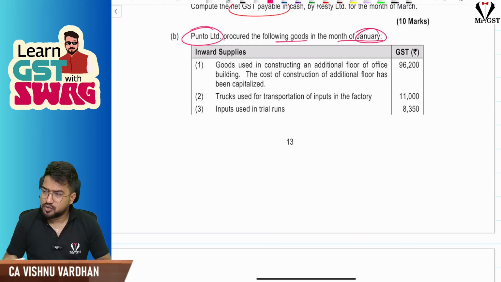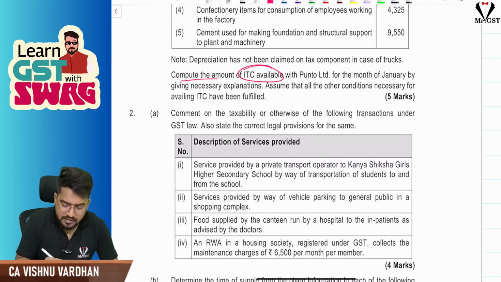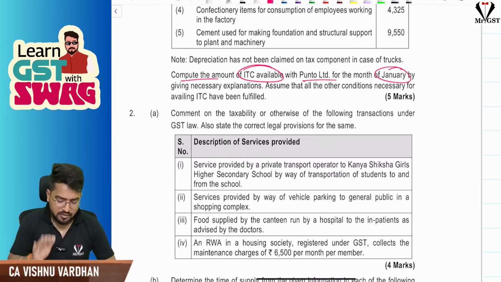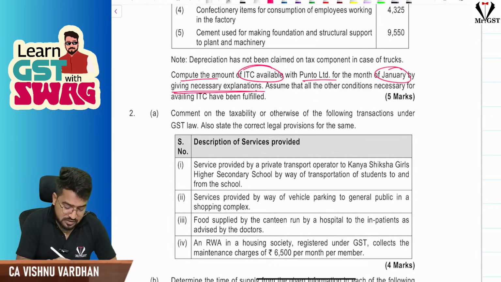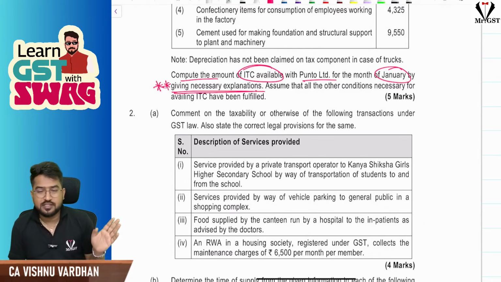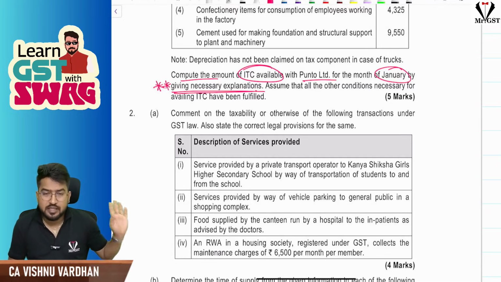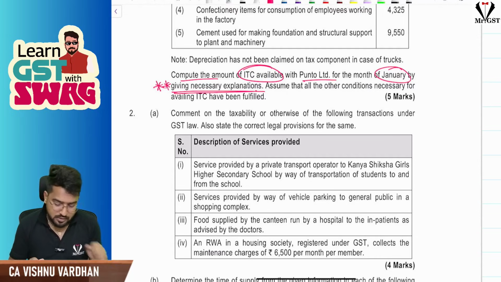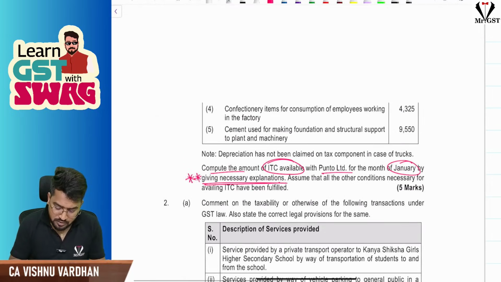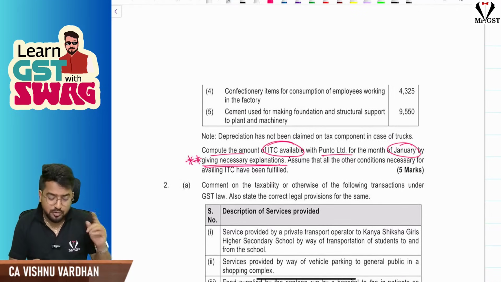Yes. So if you see in this question, they are asking you to compute the amount of ITC available with Punto Limited for the month of January, giving necessary explanations. This is important actually. Most of us will just say ITC available, not available. But writing a proper explanation is very, very important here. Please be careful. In the exam, just filling in the numbers is not important. You should also write the explanation properly. So you should calculate how much ITC is available for January and give the necessary explanation.